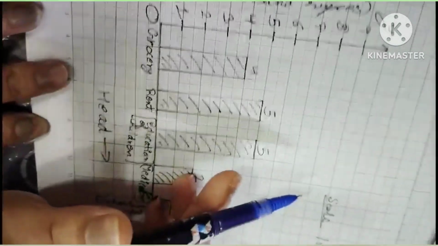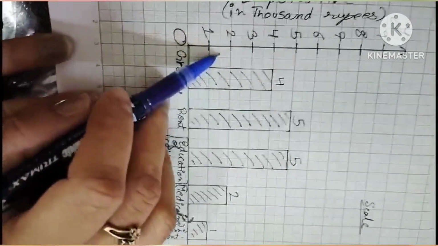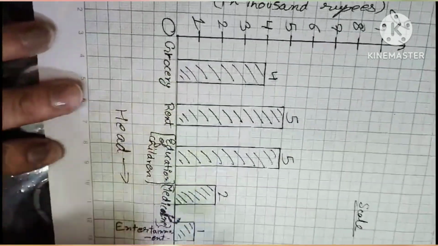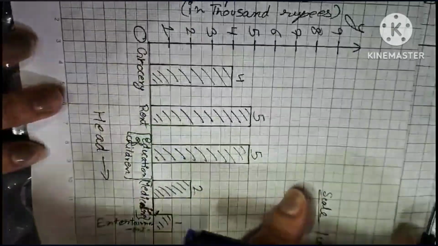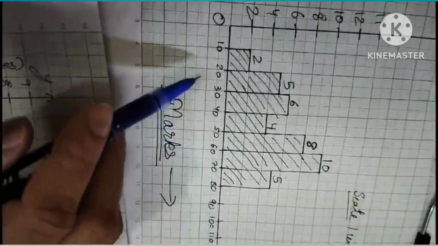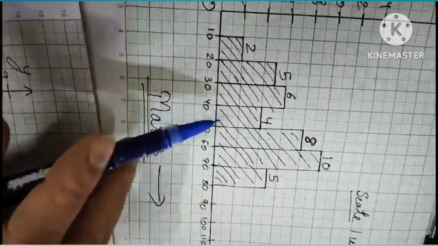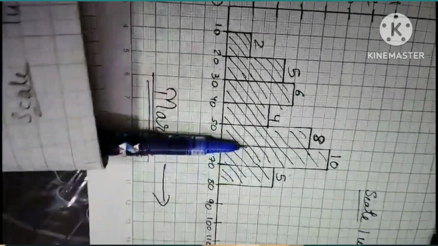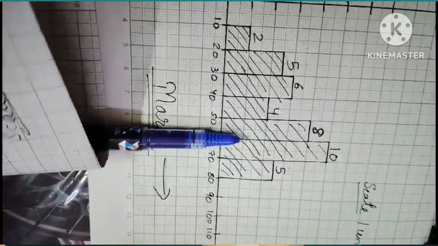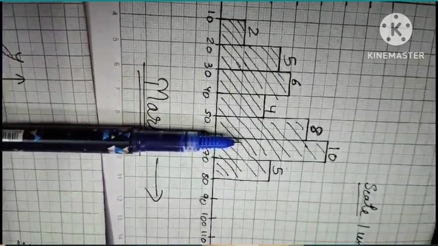Students, one thing I am going to tell you: in a bar graph we have to leave equal spaces in between, that means leave 1 unit between the rectangular bars, but in a histogram we are not supposed to leave any gap. Okay, in a histogram we have to join all the rectangular bars. So this is all about today's class.